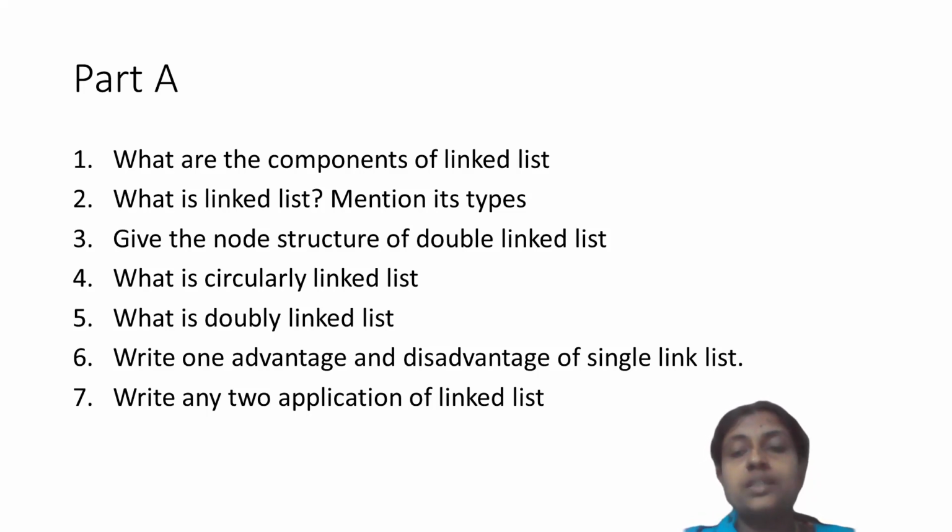A doubly linked list means every node will have three things: previous, data and next. Each node carries the address of the next one and the previous one, so we can move in the forward direction and also in the reverse direction. Then the sixth question: write one advantage and disadvantage of single linked list. You can mention the advantages and disadvantages. Any two applications: we can use linked lists in the concept of stacks, binary trees, queues and so on. These are the applications of linked lists.